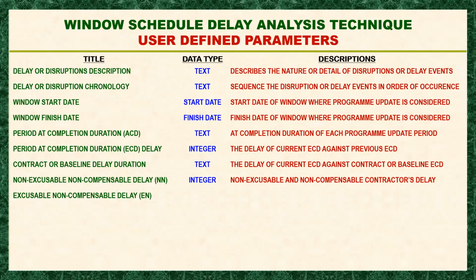Because actually the typhoon is not the intention, or it's not the owner or the client who created those events that delay and cause the project to extend. Okay, so that is why they are excusable but non-compensable. So we will put it as integer because we want the summary to be shown. Okay, so this is an excusable but non-compensable contractor delay.